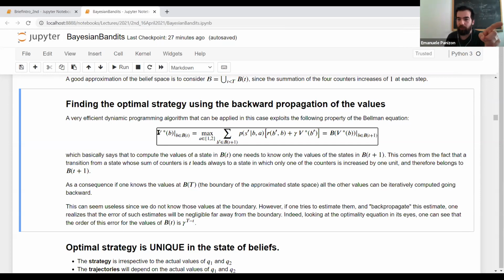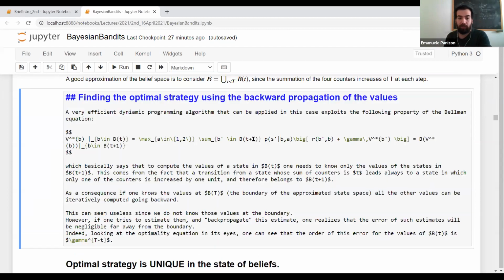if I want to calculate the optimal value for a belief which is at time t, so in this subset in which the sum of all integers is t, then I will only need to worry about states which are at t plus 1, because my probability of, sorry, this was a b. I apologize.